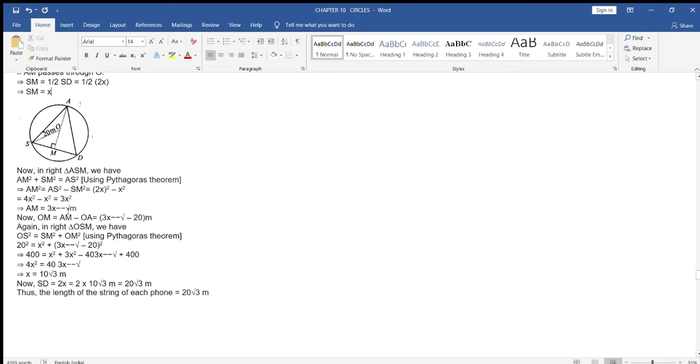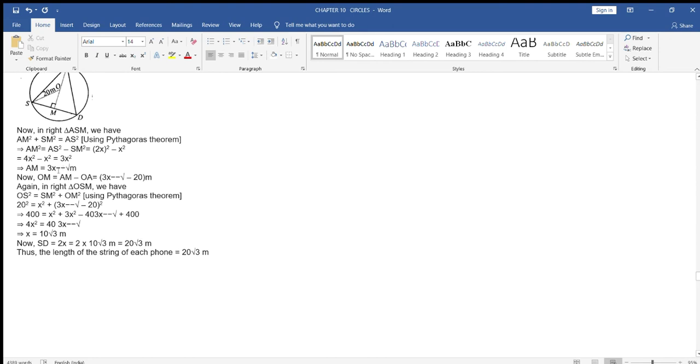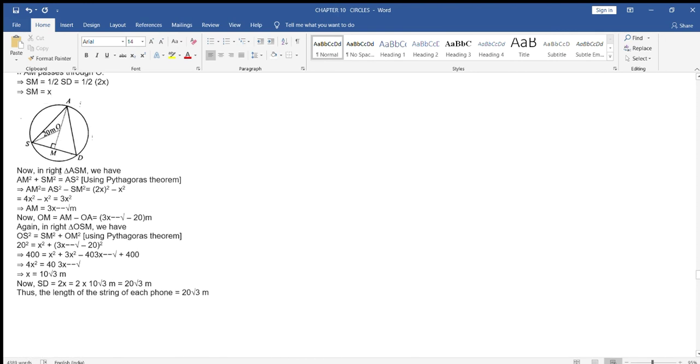Okay, what is the value? Root 3x. Now see OM. When we have to find OM, this one, OSM, is also a right angle triangle. So in this right angle triangle, OS square is equal to x square plus OM square. And we have to find the value of OM. We find OM as this complete AM minus this radius. Radius is 20, we know. So OM is AM minus OA. This AM we have found is root 3x.